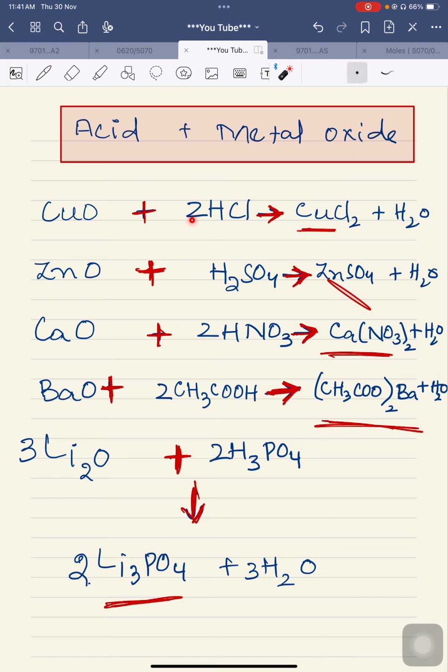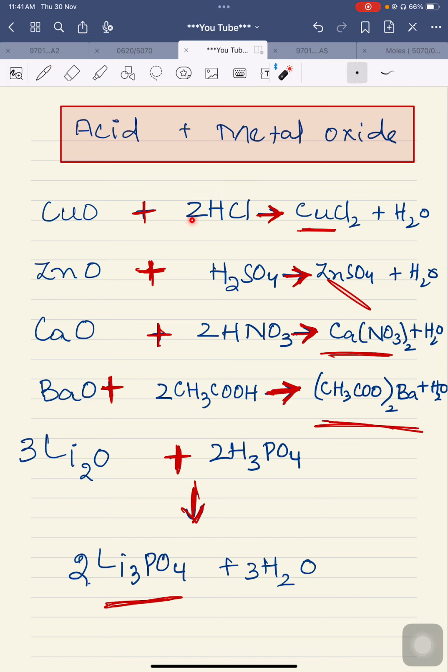Copper is a transition block element. So whenever the charge on a transition block element is unknown, you have to consider it plus 2. Here zinc is a transition block element as well. We are considering it plus 2. Calcium and barium are both part of group number 2, so definitely they will be plus 2. But what about lithium? It is a part of group number 1, so its charge will be plus 1.